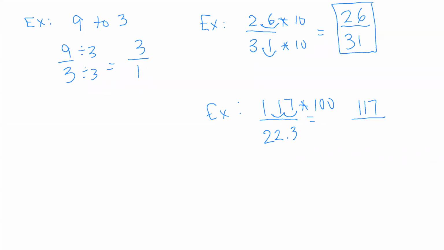And then in the denominator, I have to multiply it by 100 again. And that's going to move my decimal once. I'm at the end of the number. I have to move it again, and I fill in a 0. So that's going to give me 117 compared to 2230. Okay, so just be careful with those decimals.